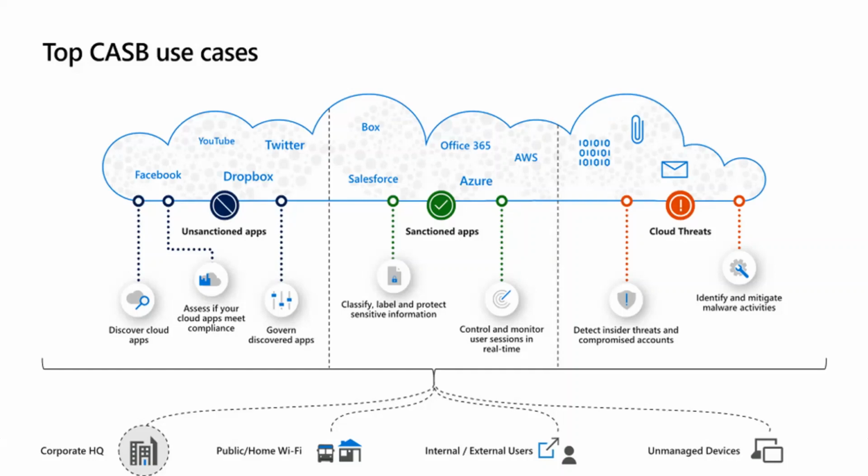Then also the CASB solution needs to be able to identify cloud threats, detect insider threats based on compromised accounts, or identify and mitigate malware activities. A lot of this is done based on behaviors or locations that users may be in that aren't particularly part of their normal travels or activity. By doing that, you can identify preemptively if someone's account may have been compromised, and you can take action quicker by knowing this.